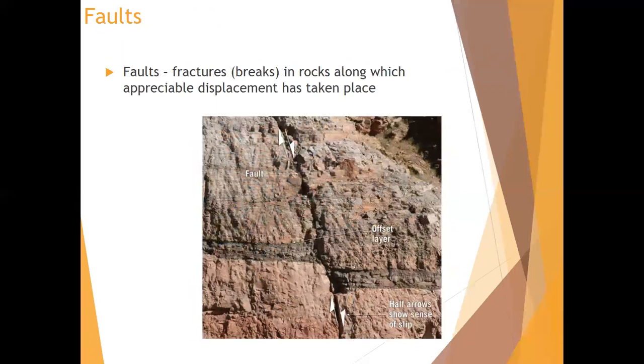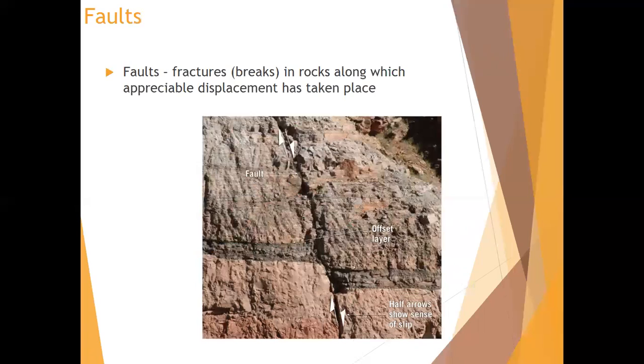Faults are defined as fractures or breaks in a rock. And along a fault, there's going to be some amount of displacement that has taken place. How much displacement? It could be very little. It could be hundreds of kilometers or more. You can see in the picture here where that fault, what looks like a crack, is in this rock. You can look at that one layer, well, multiple layers here, to figure out the offset. And you would measure that offset being the distance of displacement that has happened along the fault.